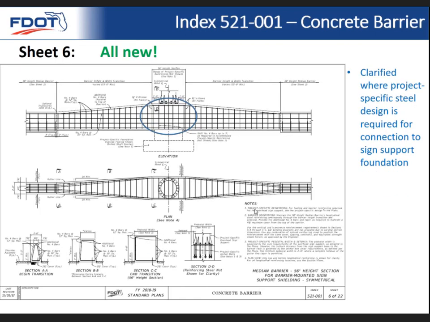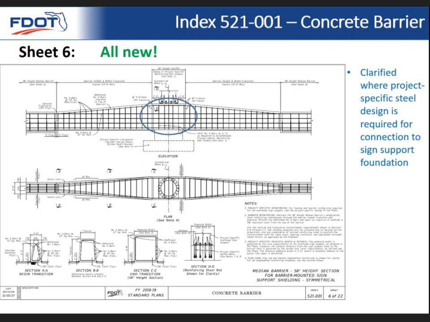And then moving into sheet 6, which is for supporting signs. This is the option with the minimum width barrier section. And we have an upcoming option that can accommodate a larger one if you have more lateral clearance. But anyway, we've clarified where the project-specific reinforcing goes up here as needed to basically support the overhead sign support and then connect that continuously to the foundation.